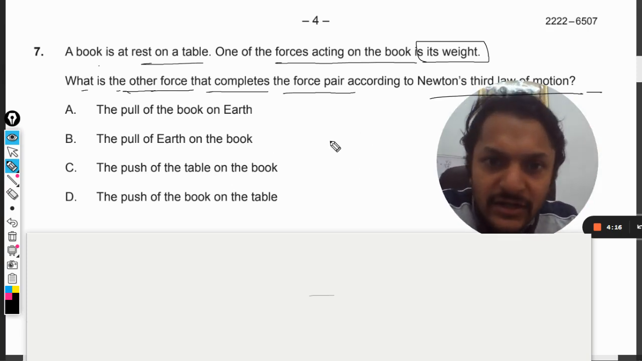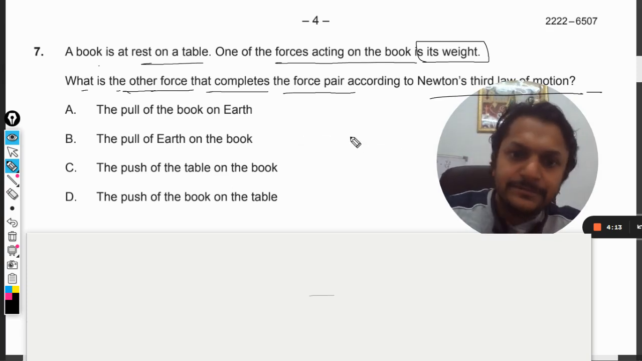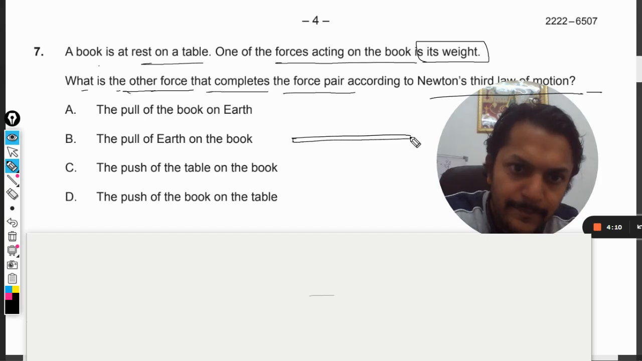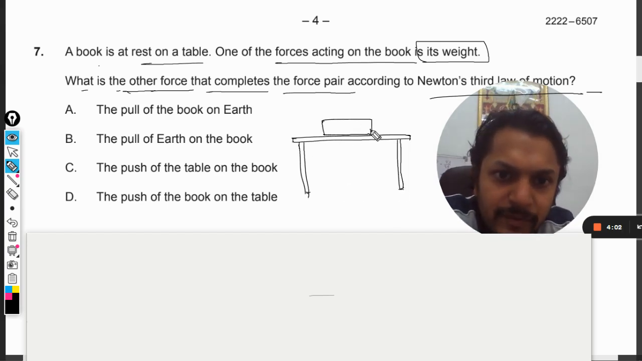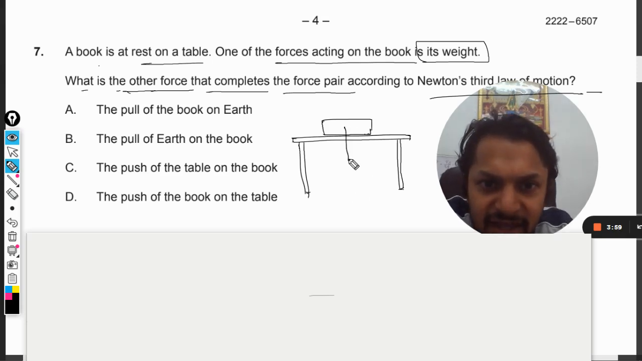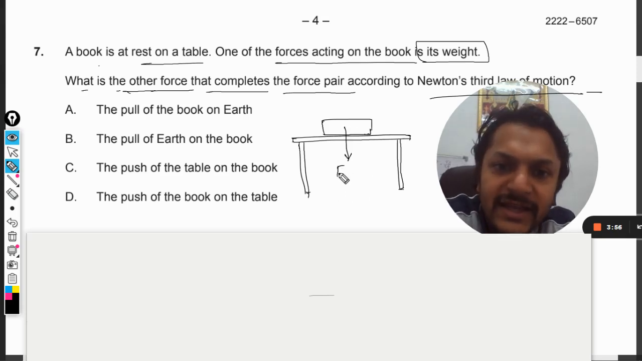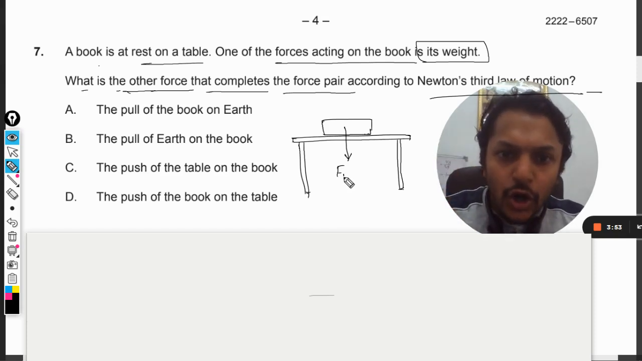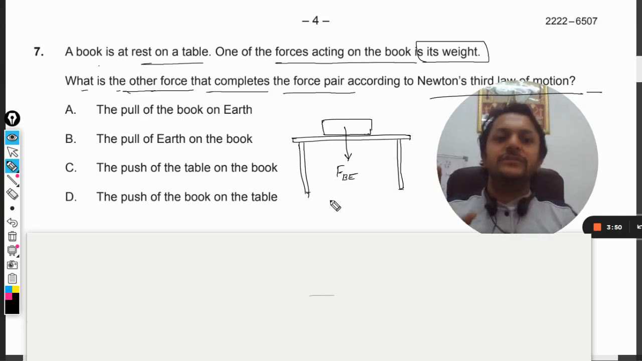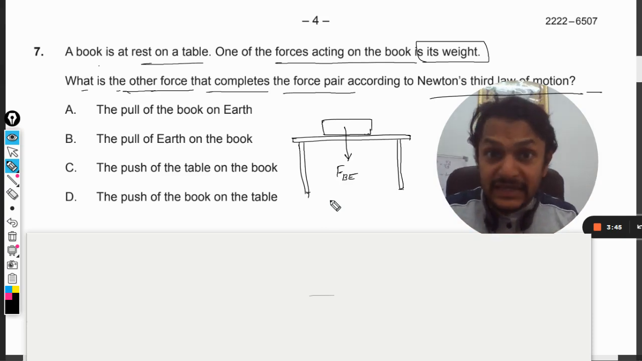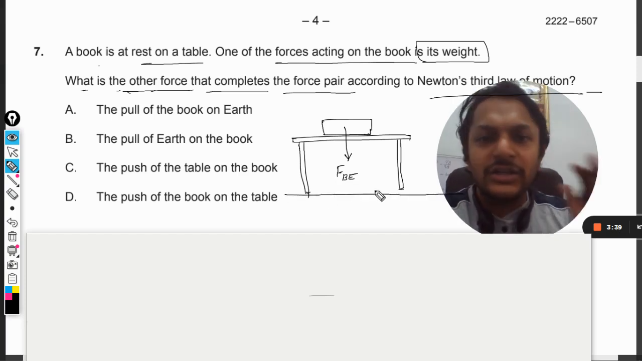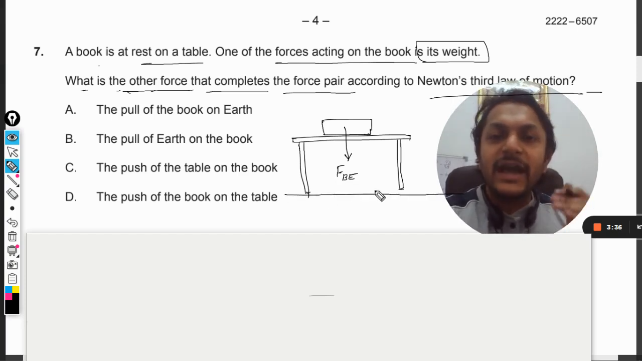Now what is happening here, you see, this is, let us say, the table, somewhat like this. Okay, now here is the book that we have placed. Now the weight is acting on it. So what is weight? We can say that weight is force on the book by earth, and we write it as FBE. So what is the reaction pair of this? The reaction force will not be acting on the table, the reaction of this will be acting on earth.